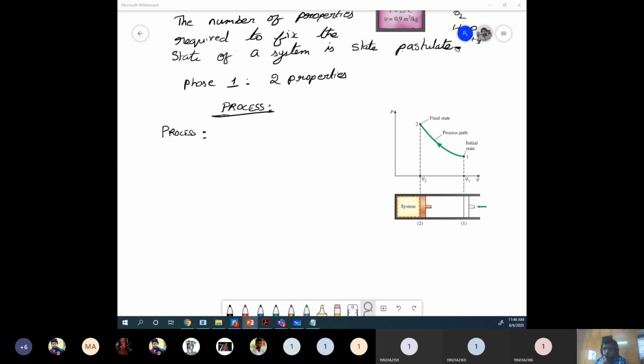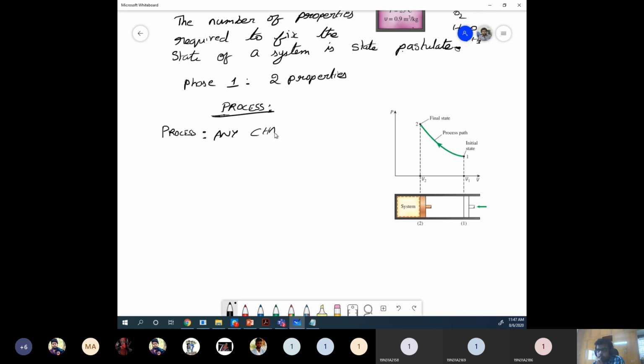Okay. So let's start with the definition. How can you define a process? When you're defining a process at a basic level, you should say that this is property A and property B. It can be anything. Here I have shown it as a PV diagram, but it can be anything. First, I'll write the definition.